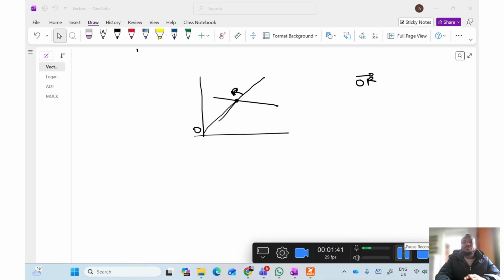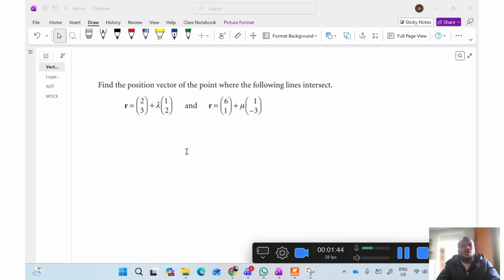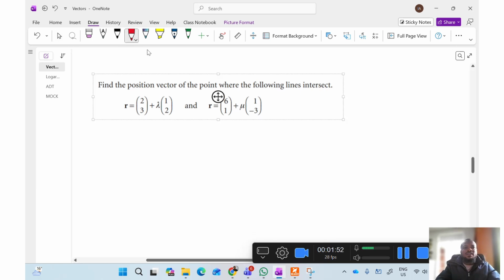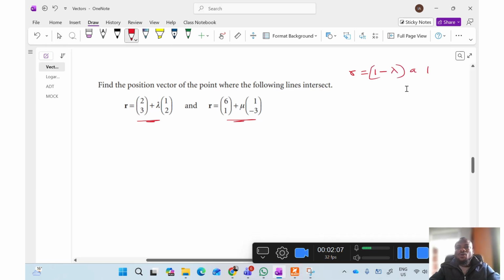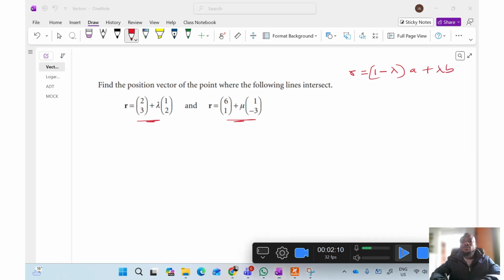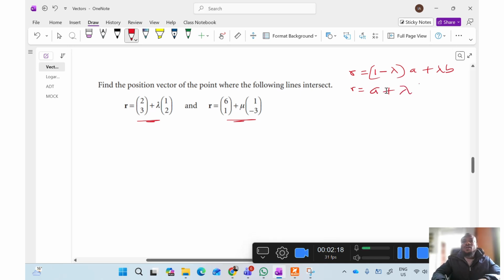So let's take an example. Find the position vector of the point where the following lines intersect. This is the vector equation of a line, and this is the vector equation of another line. Remember that I said that the vector equation of a line is r = (1 - lambda)A + lambda B, or r = A + lambda(B - A), in any of these two forms.